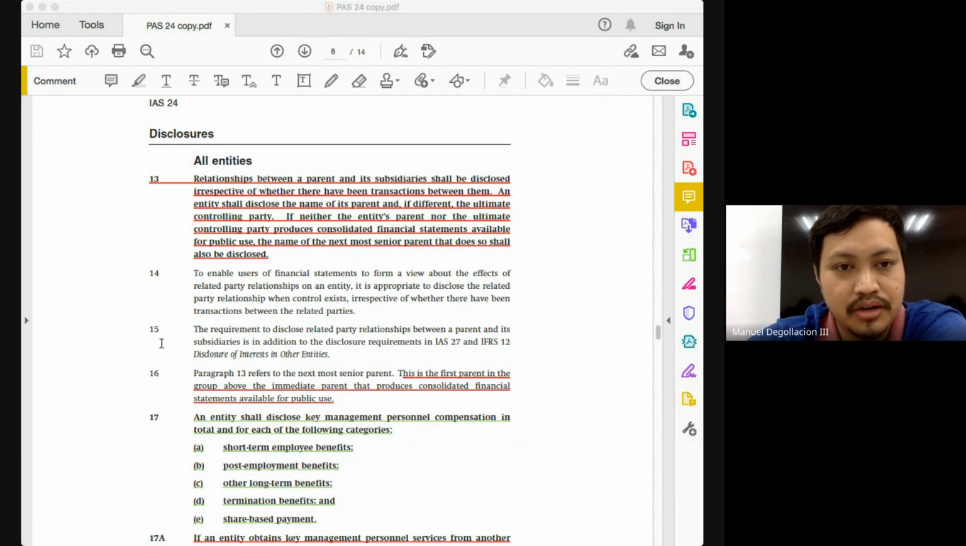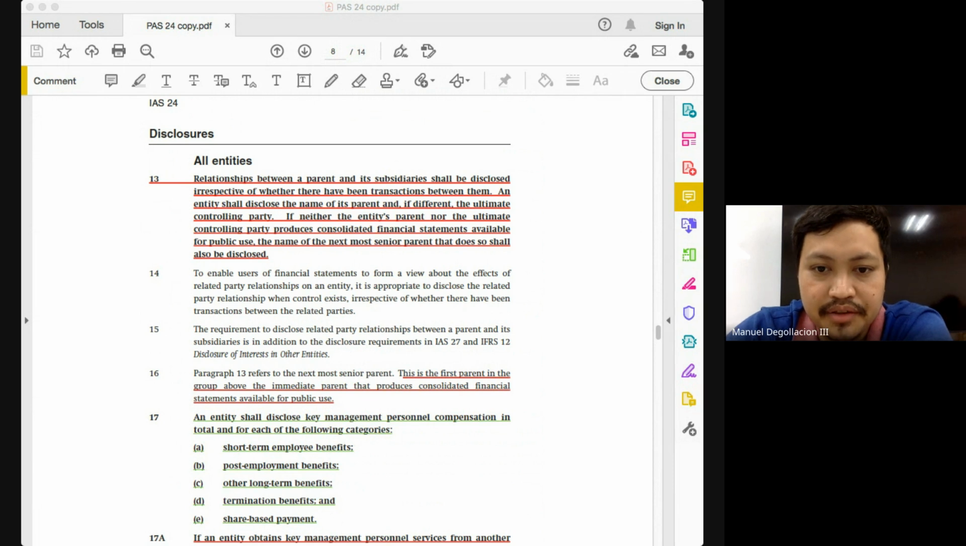So make sure you read along as we go over the standard. Proceed to paragraph 13. Relationships between a parent and its subsidiary shall be disclosed irrespective of whether there have been transactions between them. An entity shall disclose the name of its parent, and if different, the ultimate controlling party. So basically that tells you that one of the required disclosures is the name of the parent or the controlling party. If neither the entity's parent nor the ultimate controlling party produces consolidated financial statements, the name of the next most senior parent that does so shall also be disclosed.